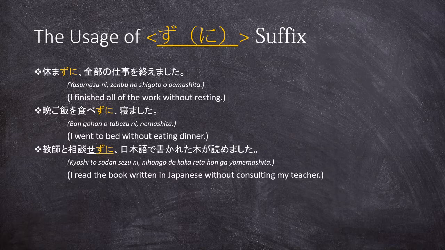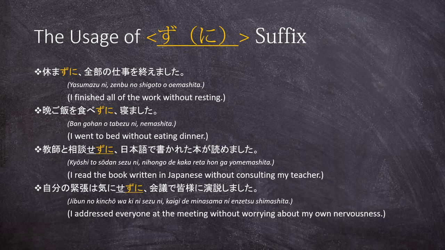Now our third example is a bit more complicated, but the essence is still the same. Kyoshi to soudan sezu ni Nihongo de kakareta hon ga yomemashita. I read the book written in Japanese without consulting my teacher. So once again, here zu ni is negating action A, the process of consulting your teacher, while allowing action B, the process of reading the book written in Japanese, to be performed without any hindrance.